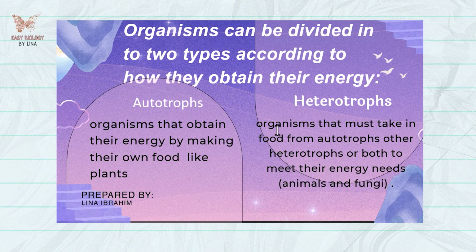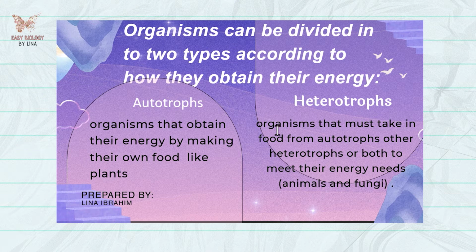We can classify organisms according to how they obtain their energy into two major groups: autotrophs and, on the other hand, heterotrophs. What do you mean by autotrophs and heterotrophs? Autotrophs are organisms that obtain their energy by making their own food, like plants and algae. They make their own food, and that's why we say they are autotrophs.